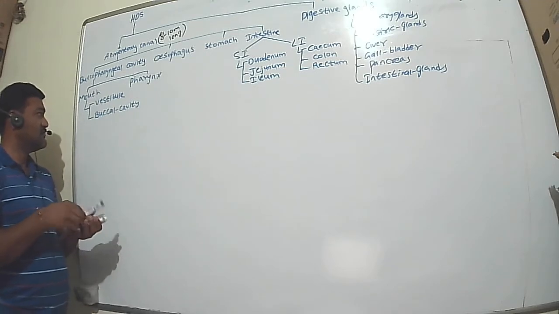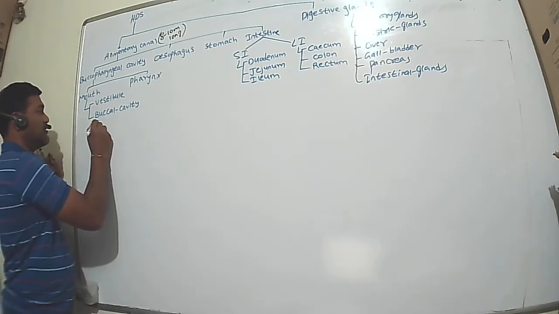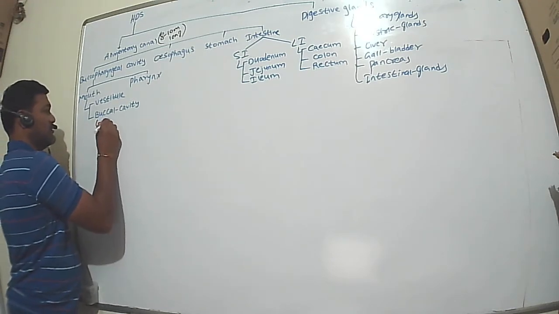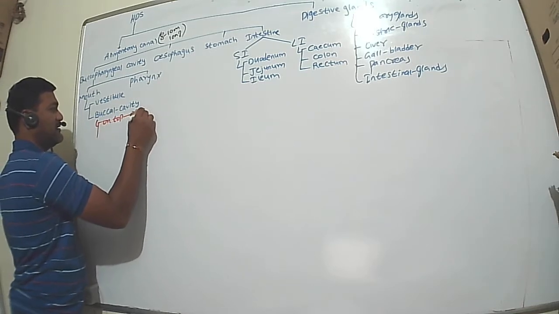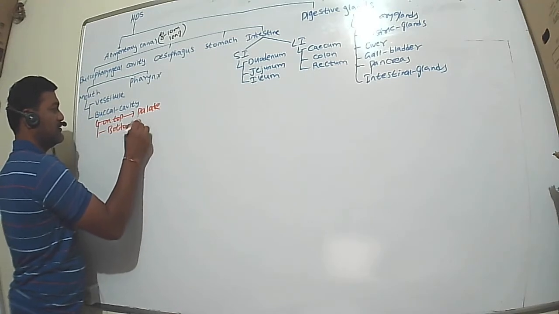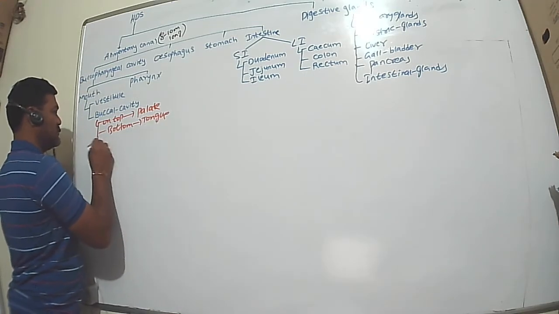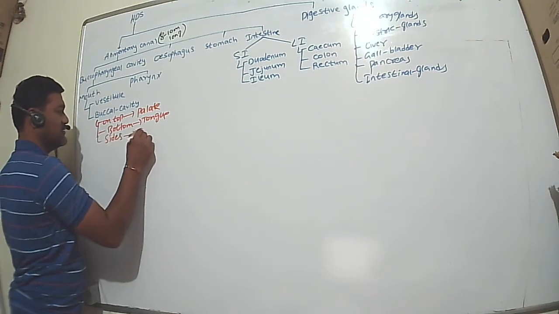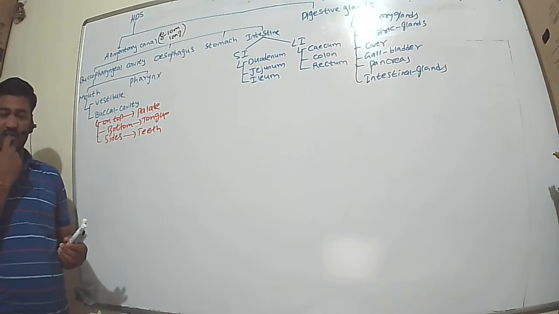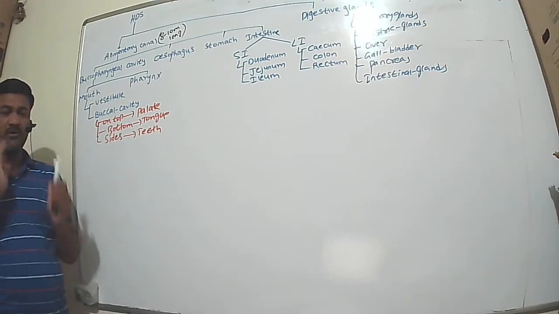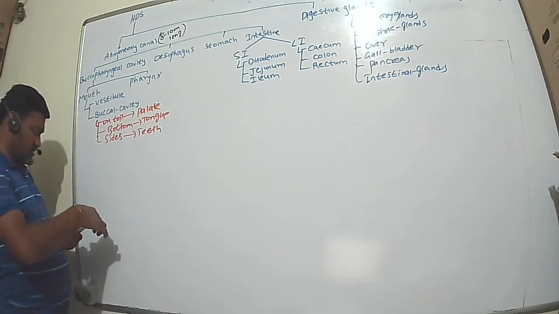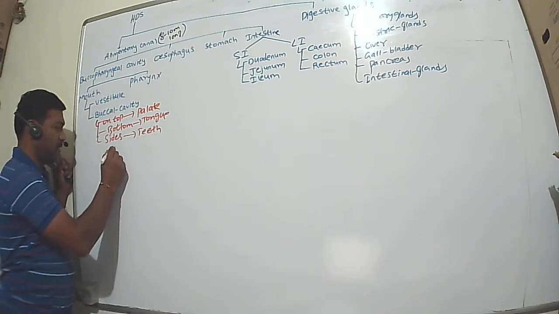And this buccal cavity, it is bound on the top by palate. On top you have the palate, and on the bottom you have the tongue, and to the sides you have the teeth. So the top, bottom, and sides, the buccal cavity is bound by these three structures. Okay, first let us see how it looks like.